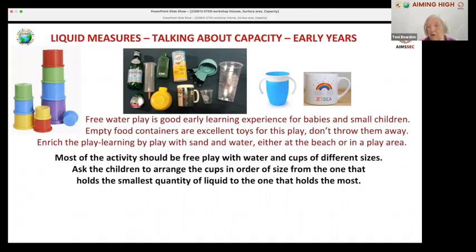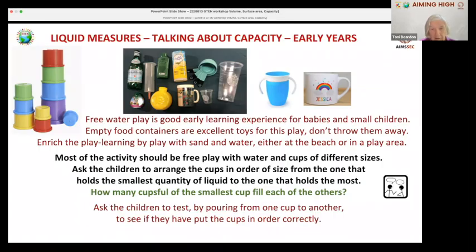Now, we're not going to be doing any measuring at the moment. This is just comparing them in order of size and asking how many cups full of the smallest cup fill each of the others. I can experiment with that. It's quite hard to judge just by looking at them. And ask the children to test by pouring from one cup to another.